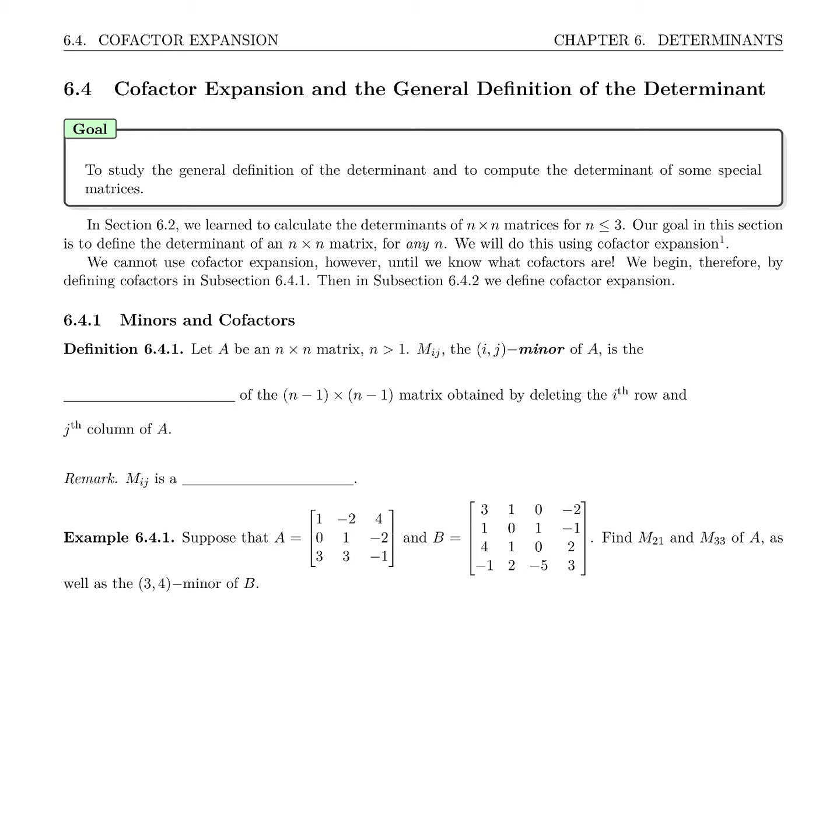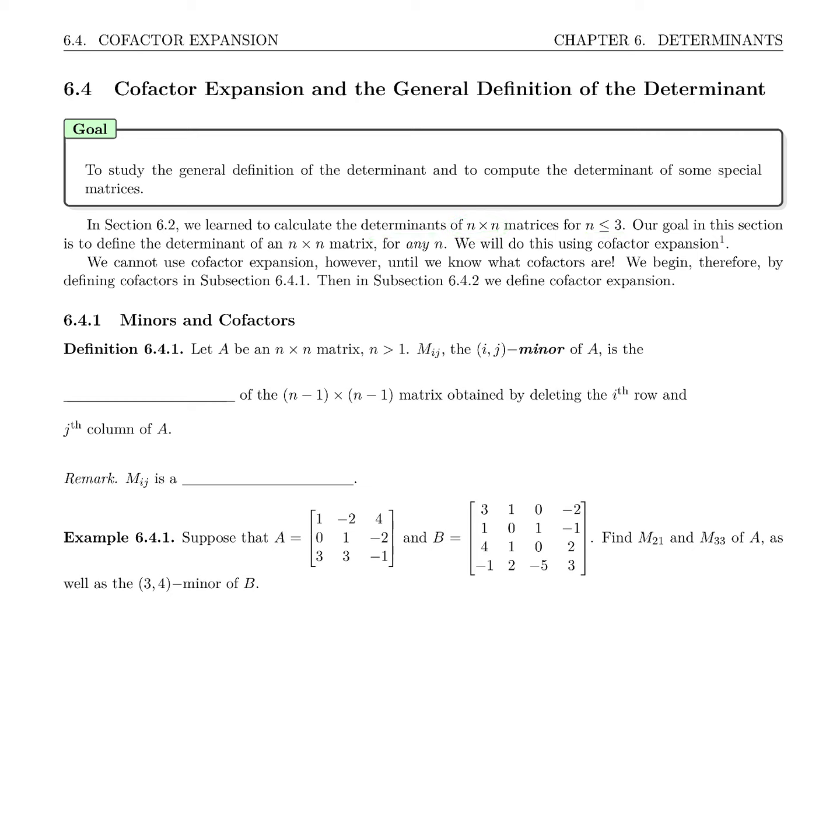Hello and welcome to section 6.4 on cofactor expansion and the general definition of the determinant. The goal of this section is to study the general definition of the determinant and to compute the determinant of some special matrices. In section 6.2 we learned to calculate the determinants of n by n matrices for small matrices, n less than or equal to 3.